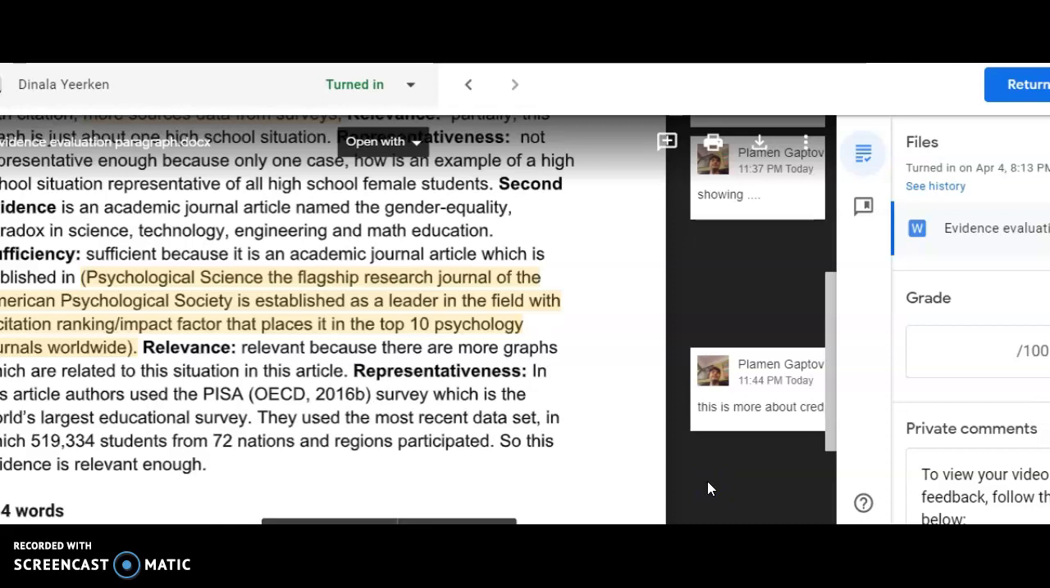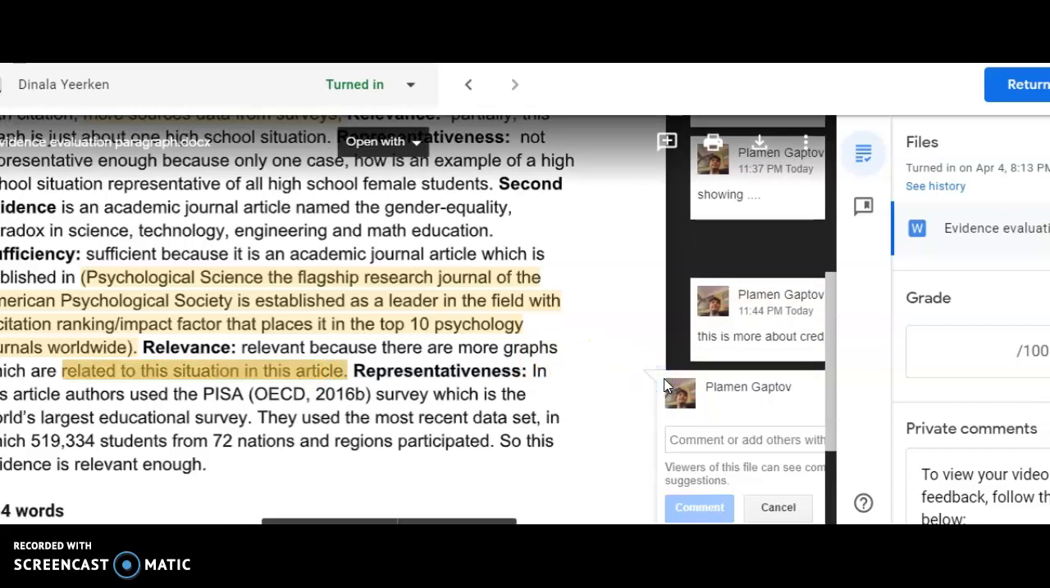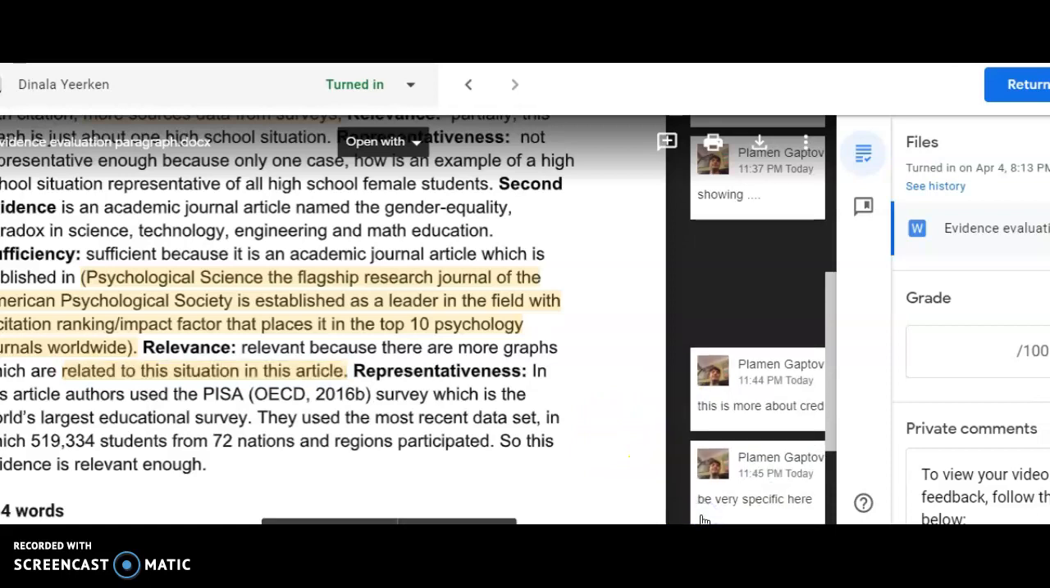It's relevant because there are more graphs which are related to the situation in this article. Okay, fine, but I would explain this very clearly. What do you mean by the situation in the article? More graphs which present information or data on, and just be very specific here, right? On what?